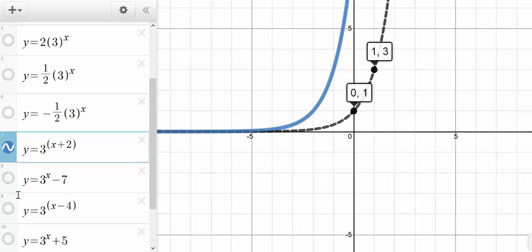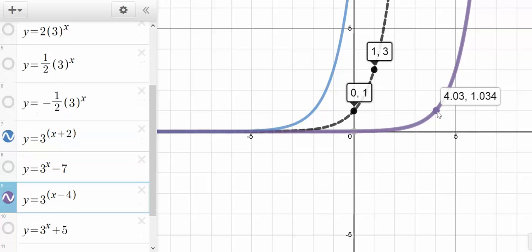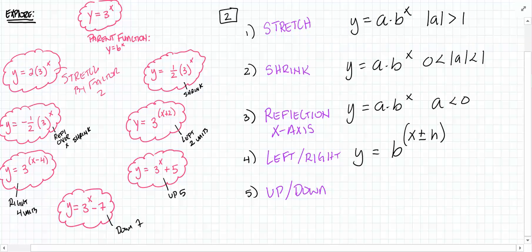And then here's the other one. Here's 3 to the x minus 4. Notice it's been moved 4 units to the right. So it's been moved exactly 4 to the right. So we should write that down in our notes here. We should say it's going to go to the left if the expression in my exponent is positive, to the right if the expression in my exponent is negative.